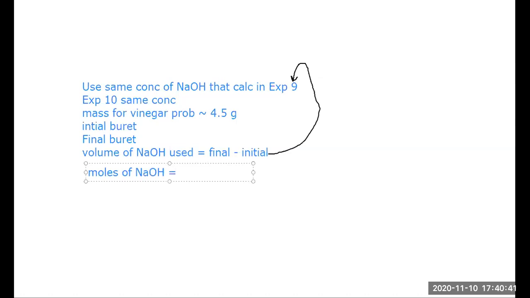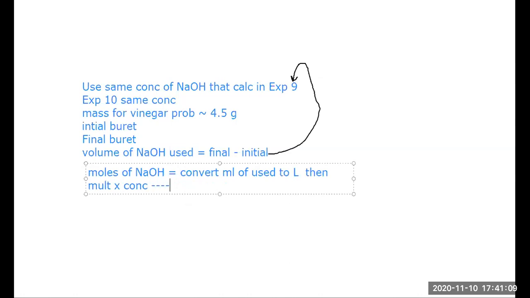It'll then ask you moles of sodium hydroxide. This kind of goes back a couple of chapters. You need to convert your milliliters of base used over to liters. So move your decimal place. Then you're going to multiply by your concentration. So what this does for you is it gives you a situation where you have liters times moles per liter. That way the liters cancel out and you are left with moles.